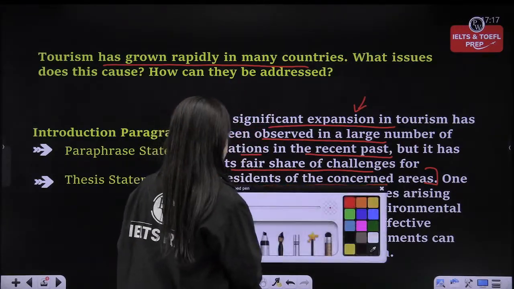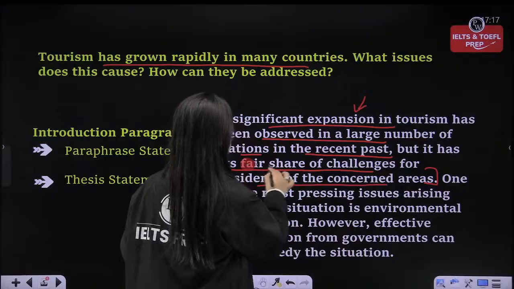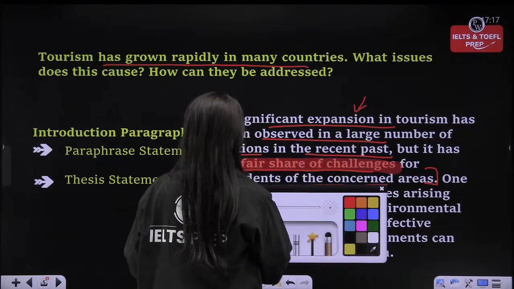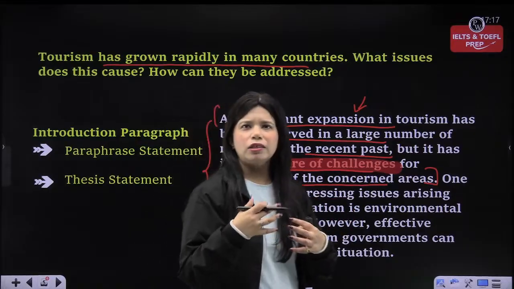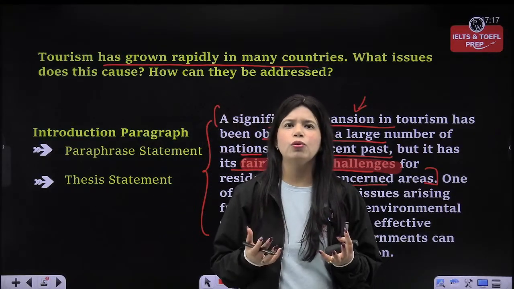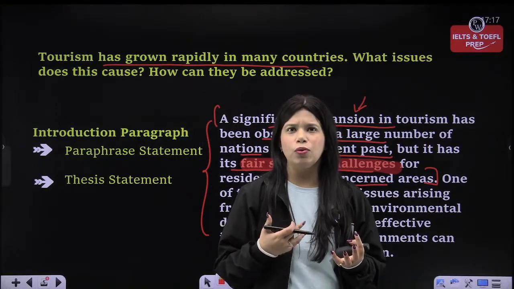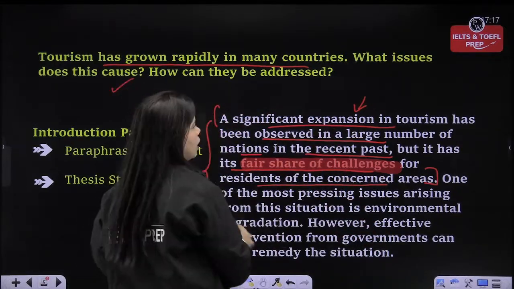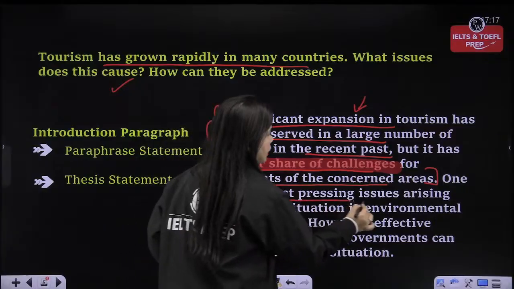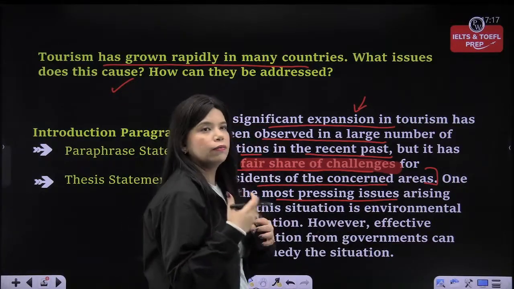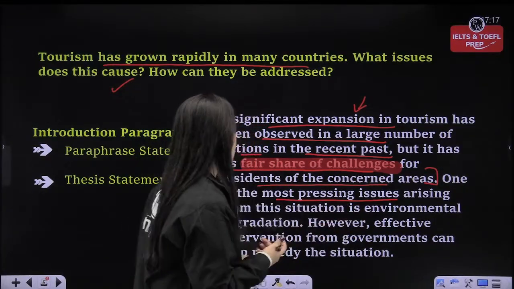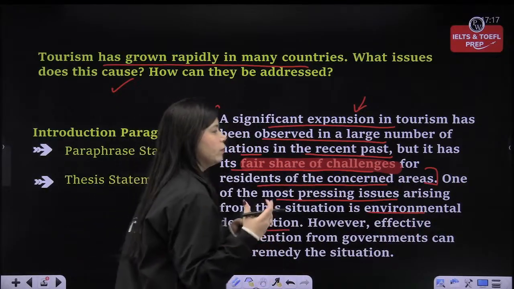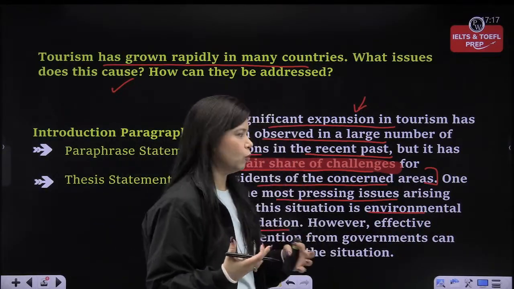Iska kya meaning hota hai? Fair share of challenges, this is a phrase which means कि इसकी अपनी अच्छी खासी दिक्कतें हैं. टूरिज्म में ग्रोथ तो हो गई है, but it has got its own problems. And then the first question, what issues does this cause? And I am saying one of the most pressing issues, pressing means vital, one of the most vital problems arising from this situation is environmental degradation. मतलब एक तो environmental को environment harm होता है.